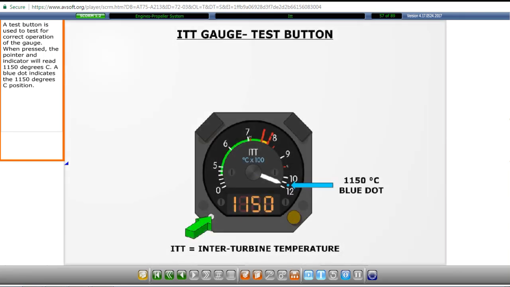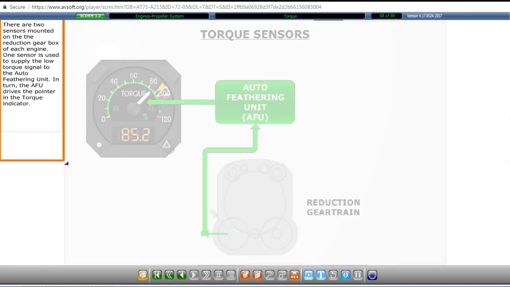A test button is used to test for correct operation of the gauge. When pressed, the pointer and indicator will read 1150 degrees Celsius. A blue dot indicates the 1150 degrees Celsius position.